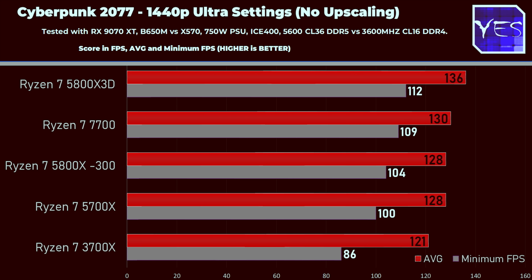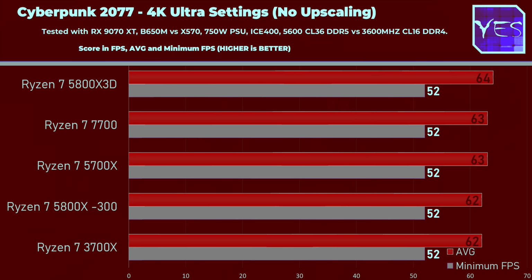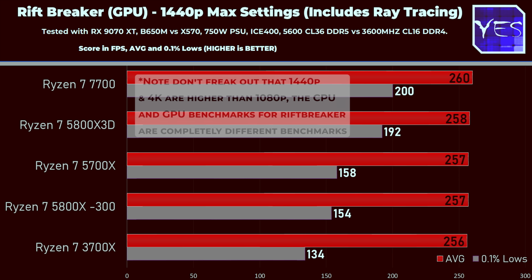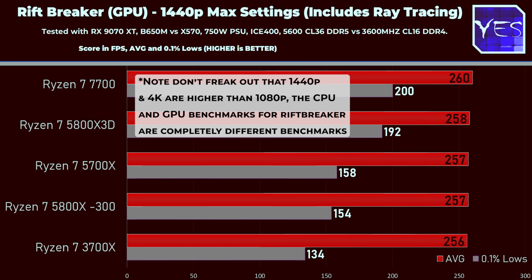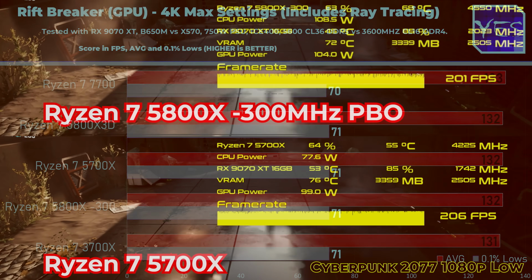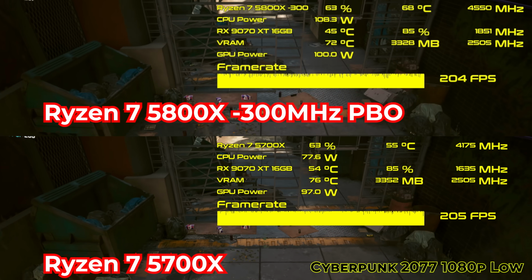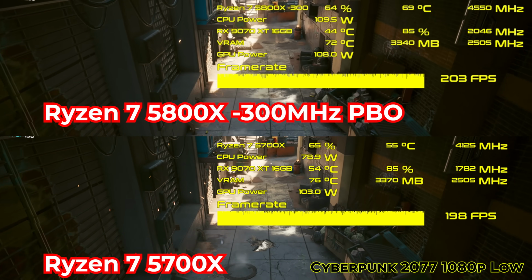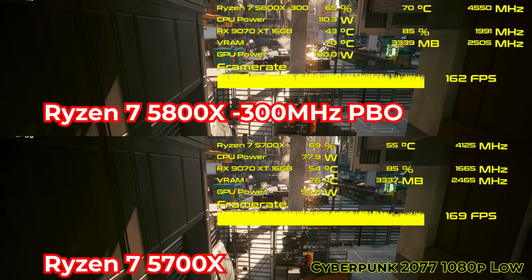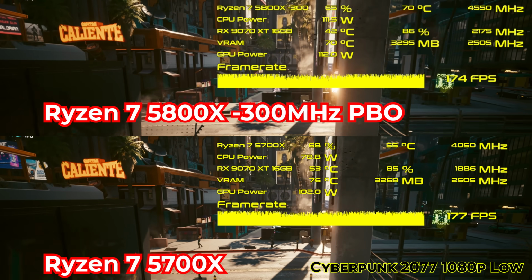But let's get on to Rift Breaker here, the final game. 1080p win for the 5800X minus 300. But then we go to 1440p and 4K, it's a slight L. Though, let's get into the last graph, which is really interesting because it shows that the power consumption is still the highest among all the five CPUs that we've tested here in the graph today. And during Cyberpunk 1080p, we went up to 118 watt spikeage.